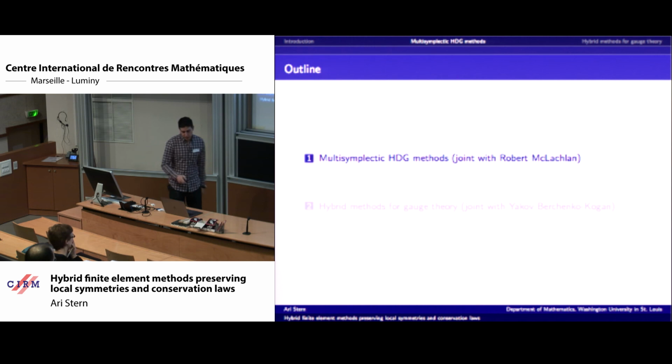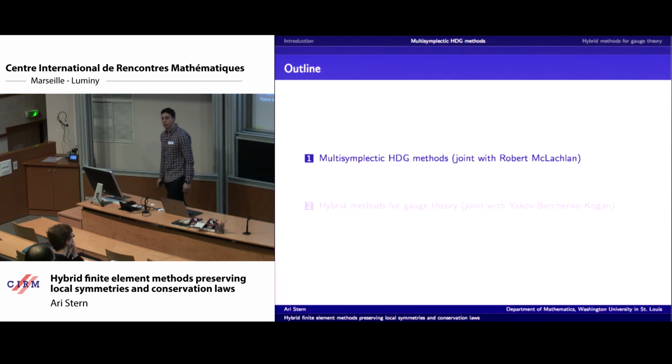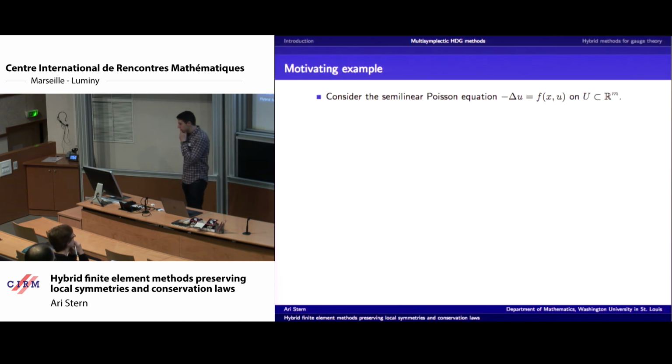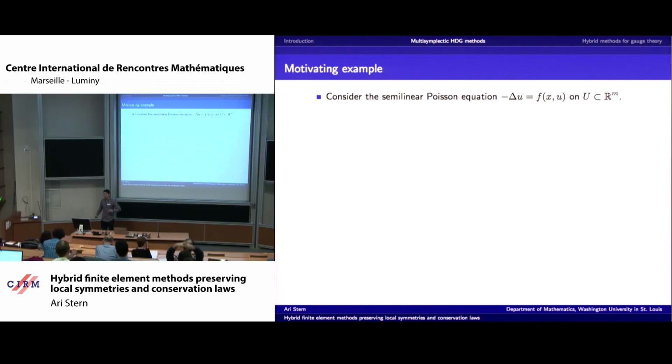Okay, so let's start with the first one, which is multisymplectic HDG methods. So these two topics are going to be slightly independent of one another. So here's sort of a motivating example for what the multisymplectic conservation law looks like and what it means for a particular Hamiltonian PDE.